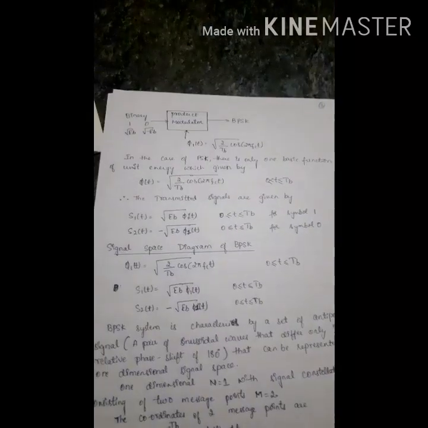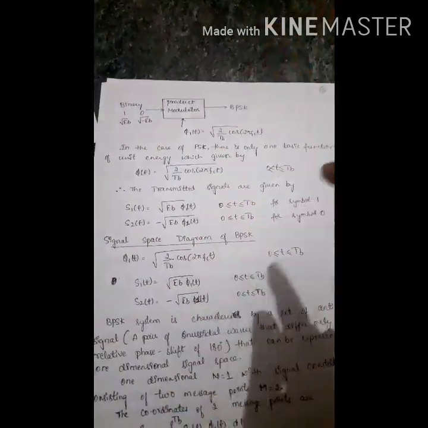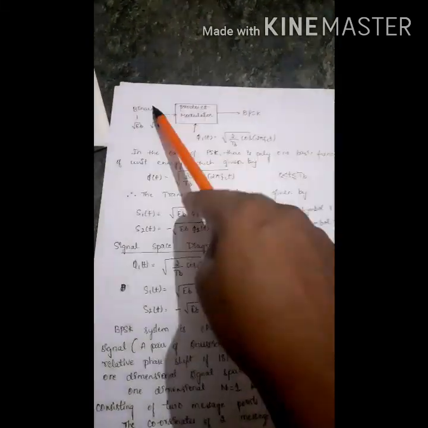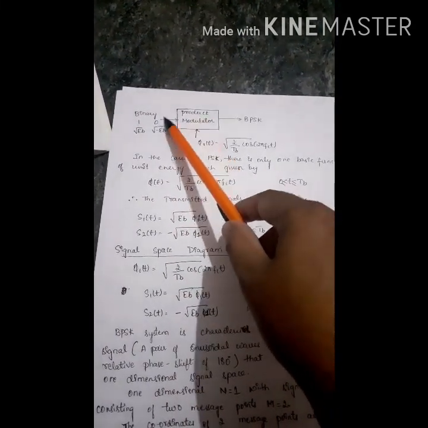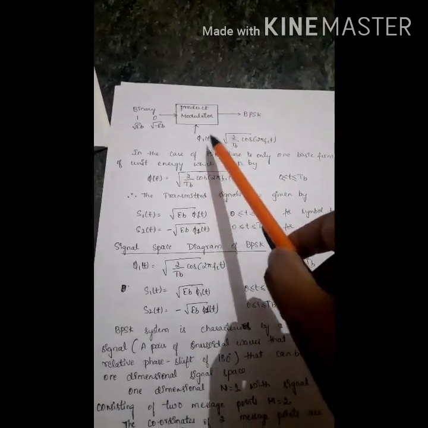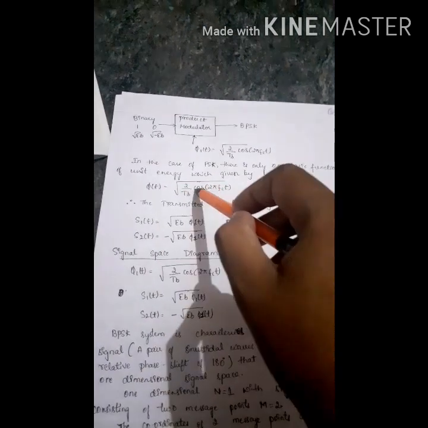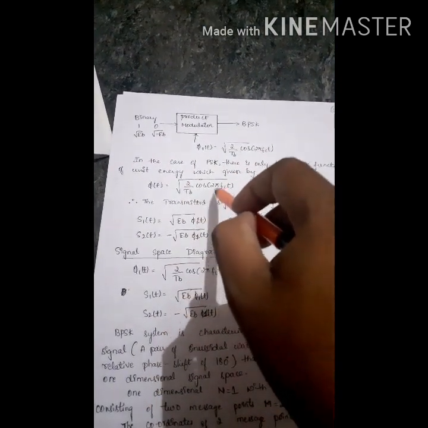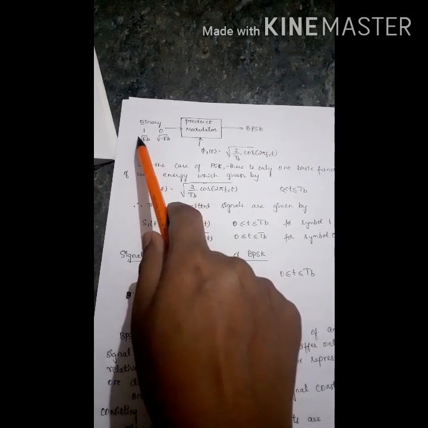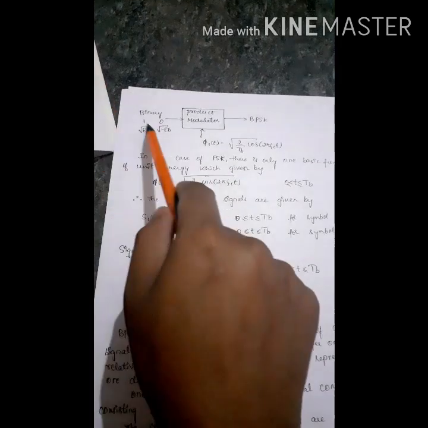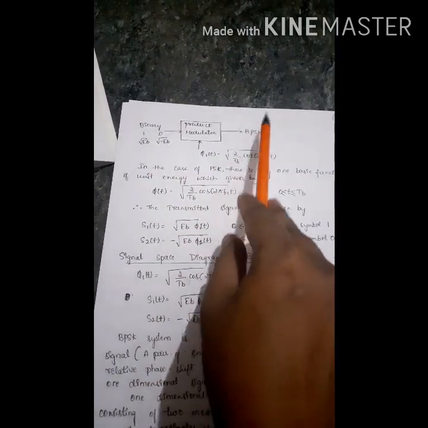And consider here, in the case of PSK there is only one basis function of unit energy. Look at this block diagram of a BPSK signal. The input is a binary sequence. We multiply the binary signal with phi 1 of t, which is the basis function of unit energy. This phi 1 of t can be written as square root of 2 by TB cos 2 pi FC t. For binary symbol 1 we use plus square root of EB, and for binary 0 we use minus square root of EB. If we multiply the binary signal with phi 1 of t, we get a BPSK signal.